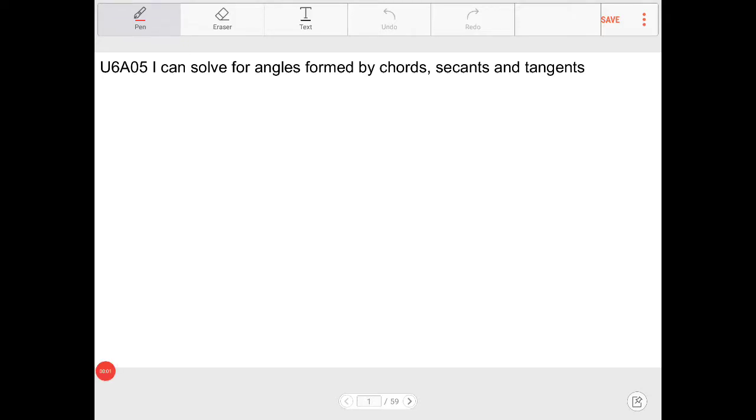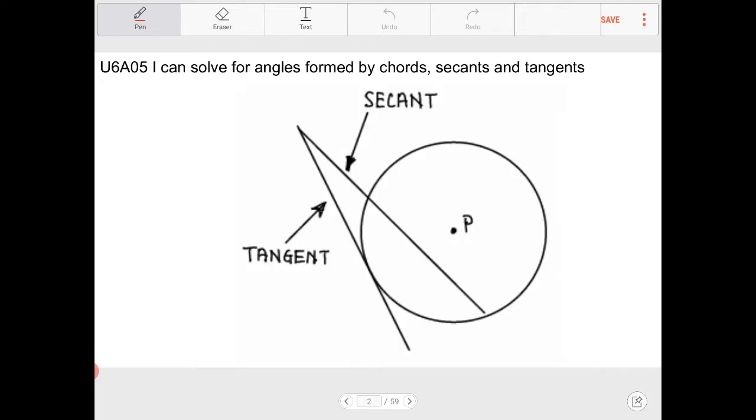Students, this is lesson U6A05. By the end of the lesson, you should be able to say, I can solve for angles formed by chords, secants, and tangents. Let's take a look at some of the concepts you will need to use for the exercises that accompany this lesson. So first off, terminologies here.